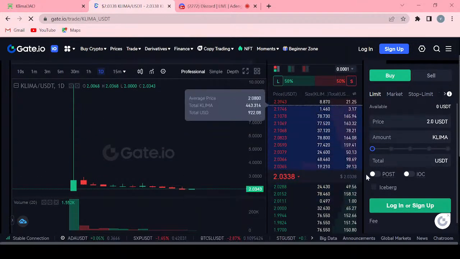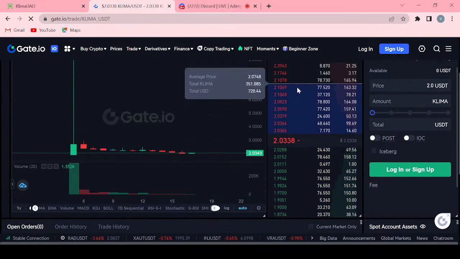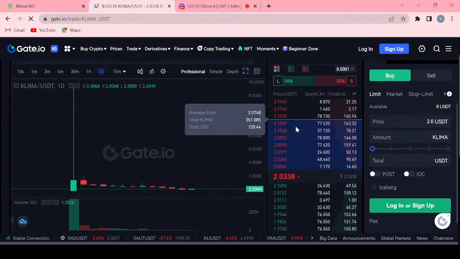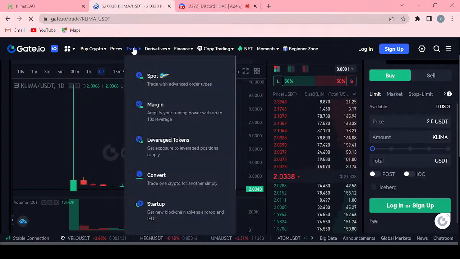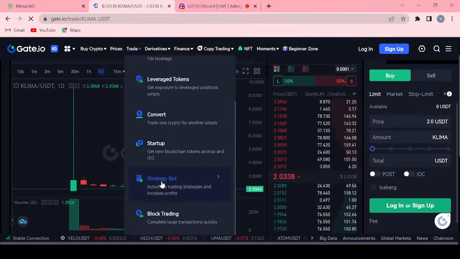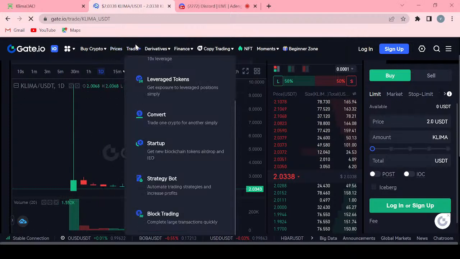Buyers and sellers are split equally here, those who are ready to buy the token for a mentioned amount, and those who are ready to sell the token for the mentioned price. And we have the trading strategy bot also. Let me show you that. When we place the cursor on trade, you get the strategy bot here. Why is the strategy bot important? It will give you an automatic trading strategy, and that will increase the profits on the trading. So we can use the strategy bot in Gate.io. Let me show you that.